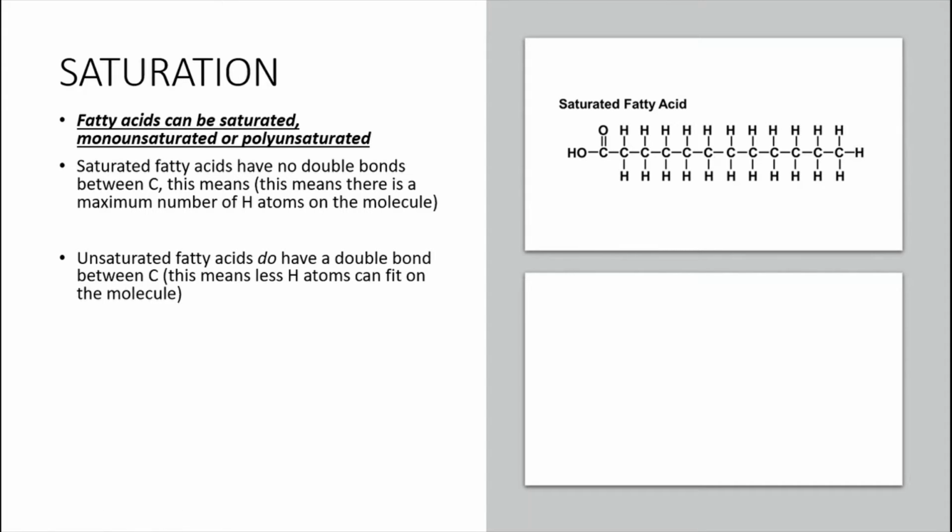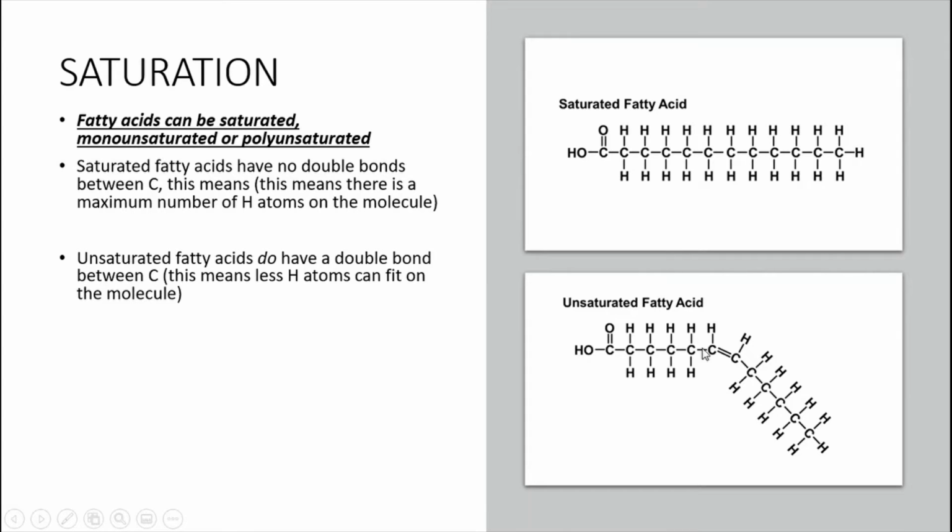Contrast this with unsaturated fatty acids, which do have double bonds between carbons. This means that less hydrogen atoms can be fit onto the molecule. So if we have a look here at this unsaturated fatty acid, there is a double bond between these carbons here. And because once again, carbon can form 4 bonds, that means we've got 2 bonds here. We've got 1 bond going on here, which leaves only 1 bond left for hydrogen. So we can only fit 1 hydrogen onto this carbon and 1 hydrogen onto this carbon. Whereas if we contrast that here, we could fit 2 hydrogens onto every carbon. So that's why we refer to this as saturated, because it's saturated with hydrogens, whereas we refer to this as unsaturated, because it doesn't have a full degree of saturation of hydrogens due to the presence of that double bond.